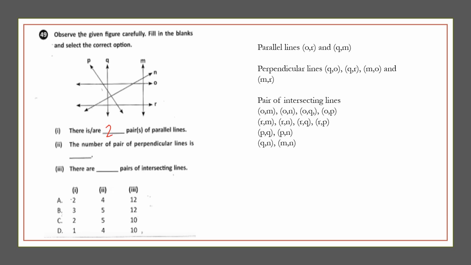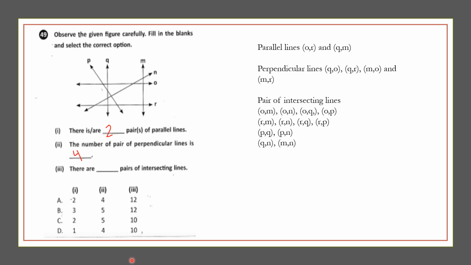Now the number of pairs of perpendicular lines is blank. So we need to calculate the two lines which are making a perpendicular. So you can see Q is perpendicular to O and R. M is also perpendicular to O and R. So there are 4 pairs of perpendicular lines. So if you see N and P, this is more than 90 degrees. It's not exactly 90. So it is not a perpendicular line. So there are 4 pairs of perpendicular lines. So we can write it down here 4.